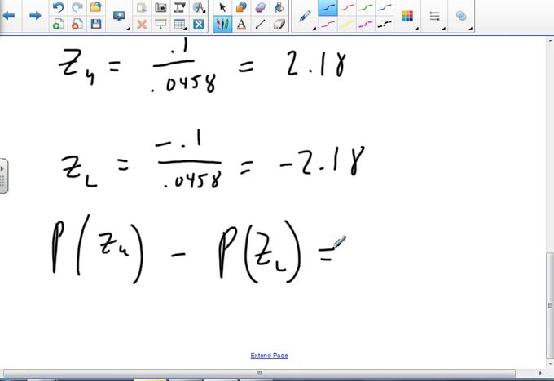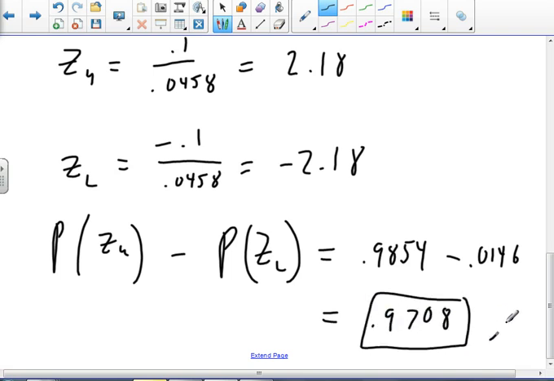2.18, 0.9854 minus the lower limit, minus 2.18, 0.0146. That gives 0.9708. So that's our B answer. C.